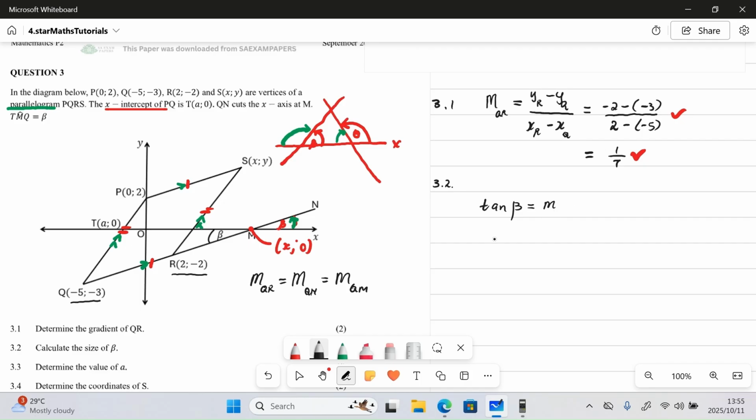So then tan of beta is equal to 1 over 7. Our gradient is positive, meaning the angle of inclination must be an acute angle. So let's make beta the subject of the formula.